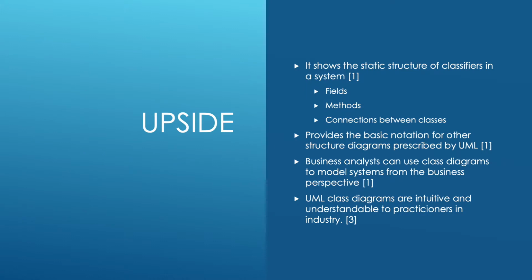Okay, now moving on to the upsides of using a UML class diagram. First, it shows the static structure of the classifiers of a system. So it shows all the fields, methods, and connections between the classes. It's a really good big picture kind of diagram that helps us know what's going to be contained in the classes, the methods and the connections between the classes, and how the inheritance works and things like that. So it's really useful for providing a good overall view of how the system will work.